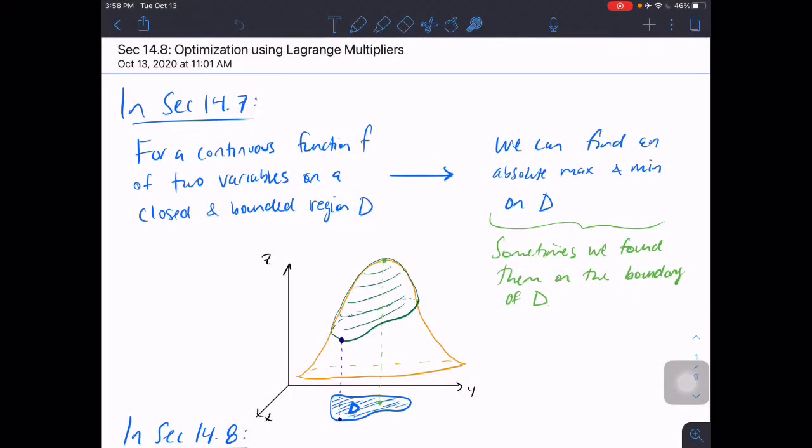Hello everybody. We're going to start section 14.8 on something called Lagrange multipliers, which is going to help us optimize functions to find either the absolute max or absolute min. I do want to transition from 14.7 to this section though, because it's very intertwined.